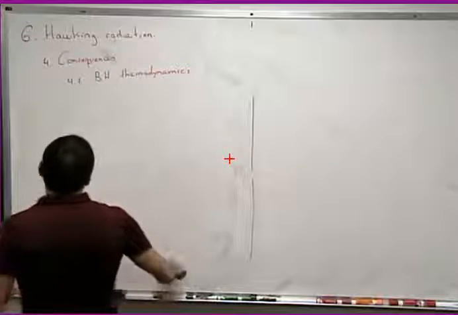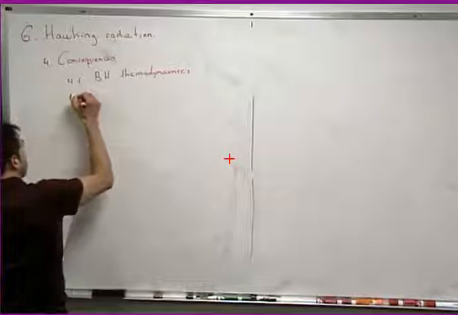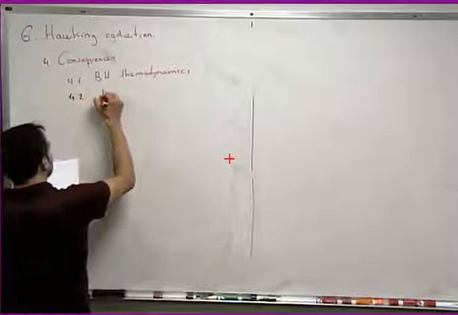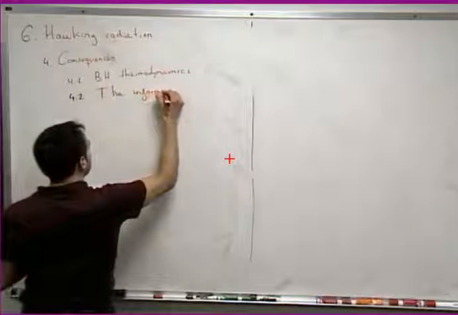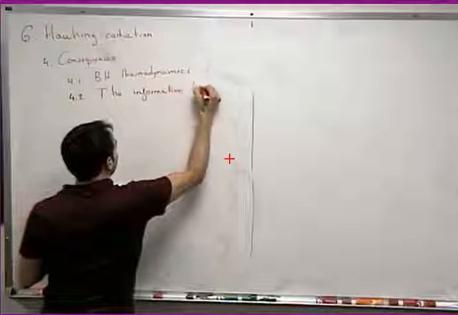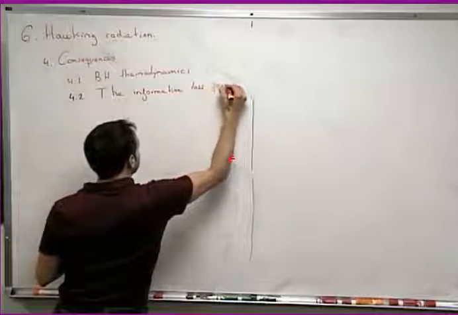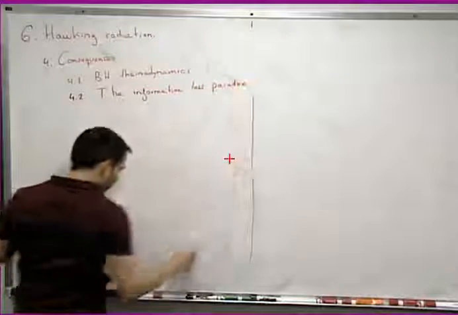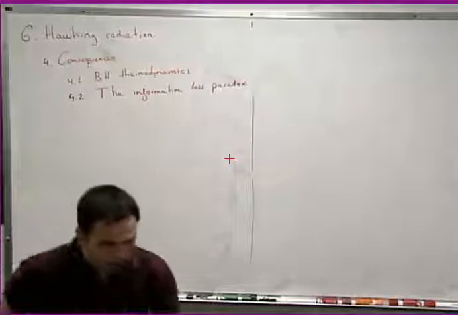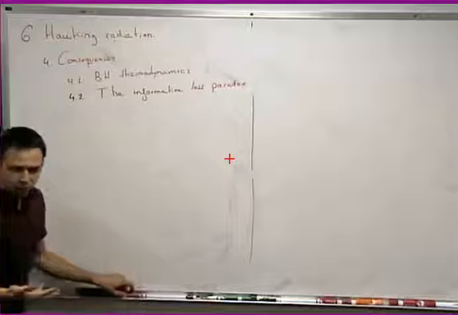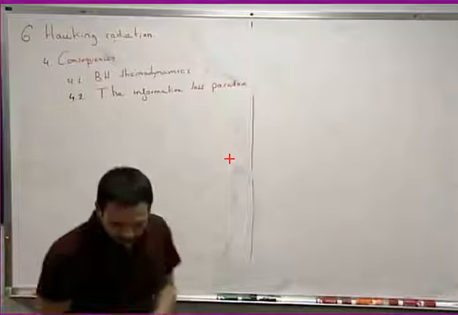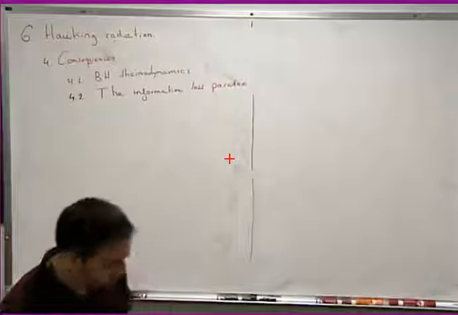And another of the important consequences, there are others, but I have chosen these two, is what we call the information loss paradox. And I bet that you can already imagine what is going to happen and why it's going to happen, because in the Unruh effect, something quite similar happened. But there, the resolution was much clearer.